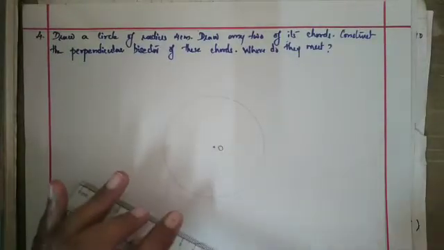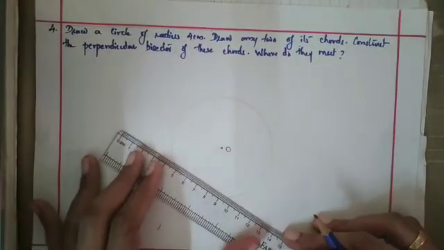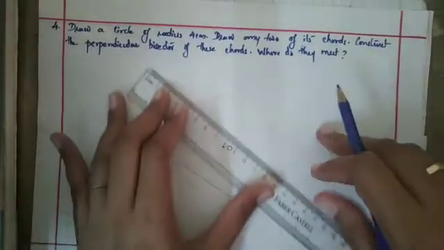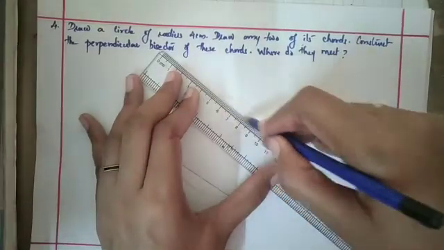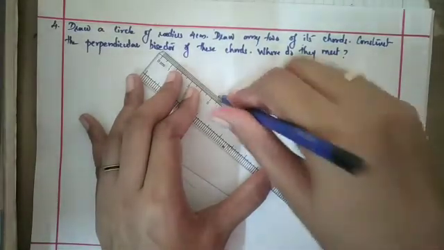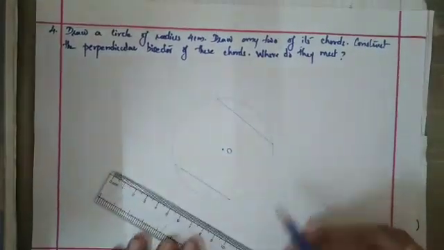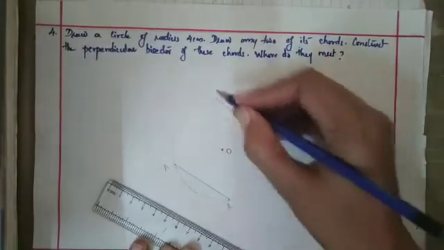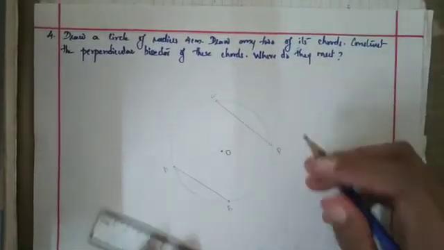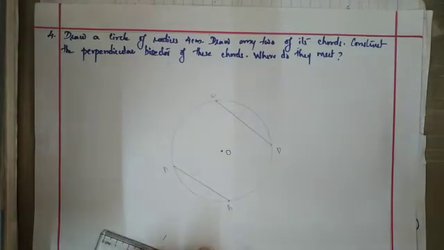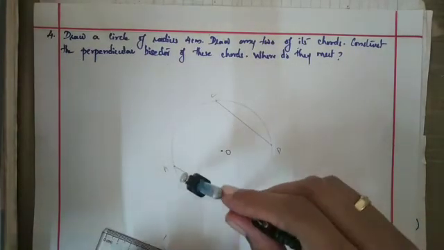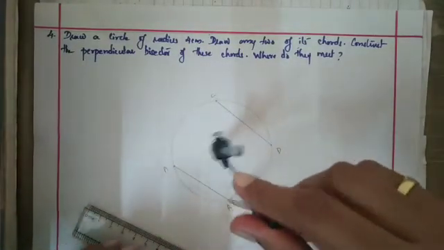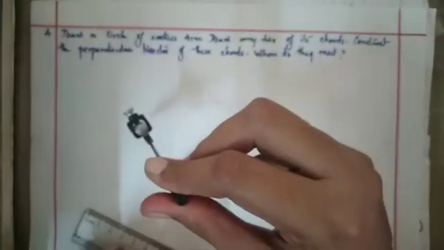Draw two chords AB and CD on the circle. Here AB, here CD. Then construct a perpendicular bisector for these two chords. Place the compass needle at B. Take more than half on your compass. Draw two arcs above and below the line segment.